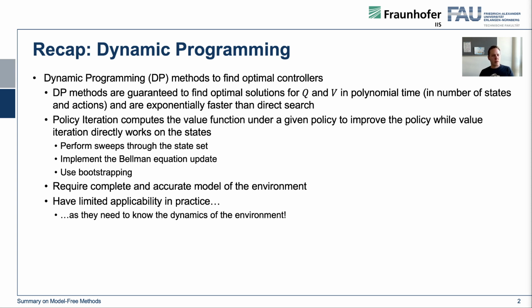So we started with dynamic programming methods to find optimal controllers. And we have seen that dynamic programming methods are guaranteed to find optimal solutions for both Q and V in polynomial time, in number of states and actions, and that they are exponentially faster than a direct search. Policy iteration computes the value function under a given policy, and we then use it to improve the policy, while value iteration directly worked on the state values.